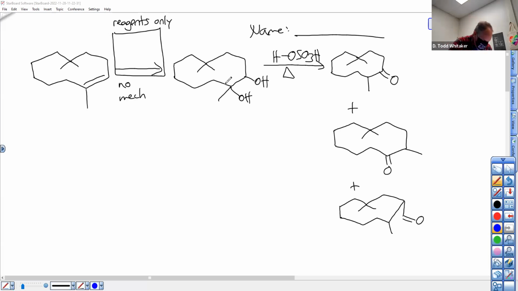Continuing our exploration of the Pinacol rearrangement, which I want to remind you is the dehydration of a vicinal diol with a strong acid like sulfuric acid or heat. And of course you get water. I didn't show it.